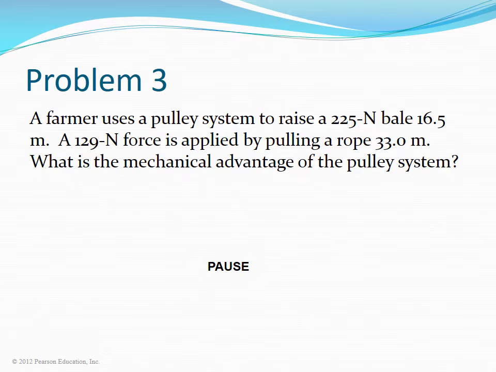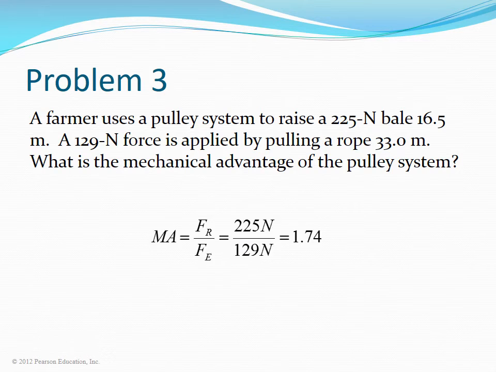A farmer uses a pulley system to raise a 225 newton bale 16.5 meters. A 129 newton force is applied by pulling a rope 33 meters. What is the mechanical advantage of the pulley system? Pause the video to work on the problem. The mechanical advantage is 1.74.